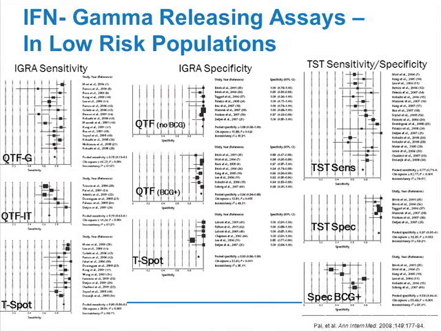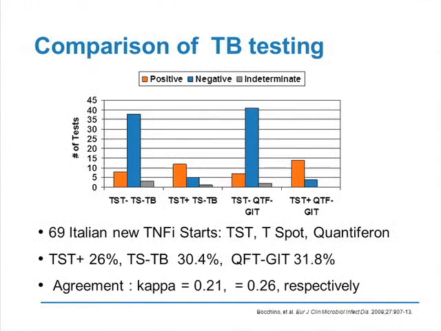However, on the bottom right panel, you can see what happens to TST testing when you look at those who've been vaccinated with BCG. The specificity drops significantly, which is why you might want to use an IGRA in that situation. This shows you the comparative value of either the T-SPOT.TB test or the QuantiFERON In-Tube test, and basically you see in these 69 Italian patients who are about to start on a TNF inhibitor that they perform essentially the same in this population, identifying the at-risk population.